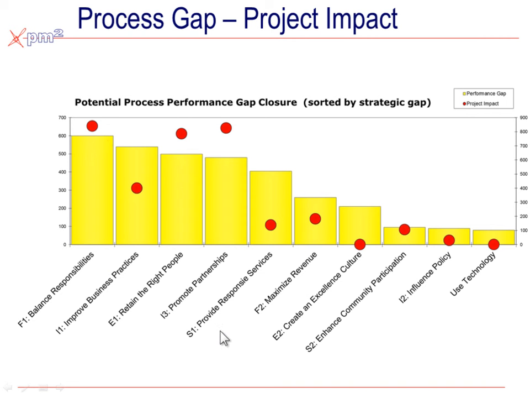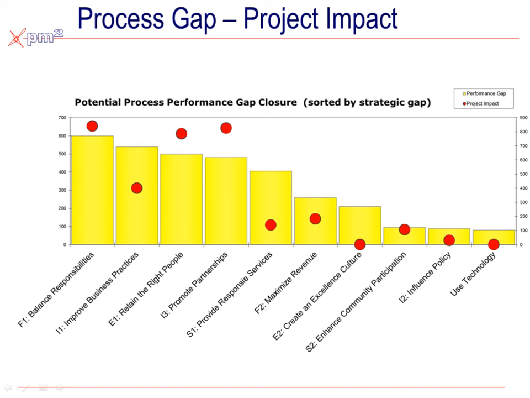But if I take a look at, for example, provide responsible services, we can see that we're significantly underinvesting in this objective. It has a significant gap and not many projects being invested in. In fact, even if I compare these two, the gaps are basically the same, yet a huge amount of investment under F1 and not much under I1, improved business practices.